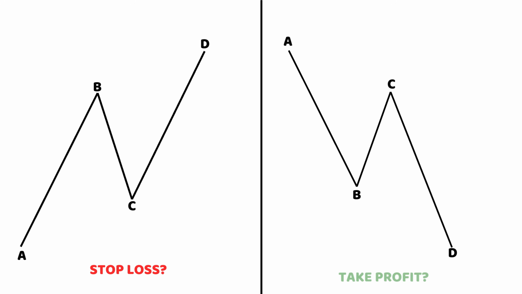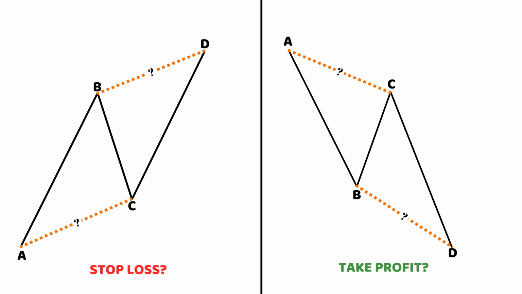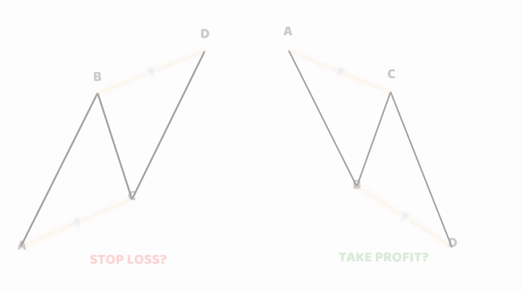The model we'll dive into today is the ABCD pattern. As the name suggests, this model is built on 4 points. But how exactly is it used? How do we determine our stop loss and take profit points? Which numerical ratios guide us in this process? Let's take a closer look and uncover the answers together.